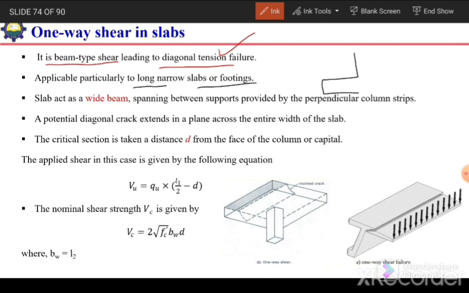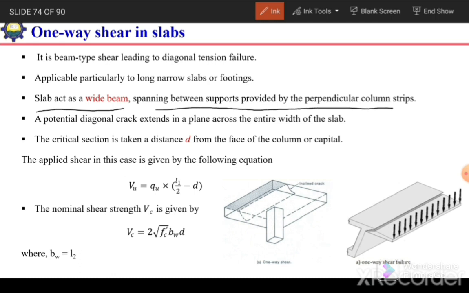So in case of strip footing we have a scenario like this. This much portion acts as a one-way slab, so a shear crack can develop over here in this manner. Slab acts as a wide beam, as we have seen earlier. So it spans between the supports provided by the column strips. A potential diagonal crack extends in a plane across the entire width of slab. So the crack will appear in the entire width of this slab.